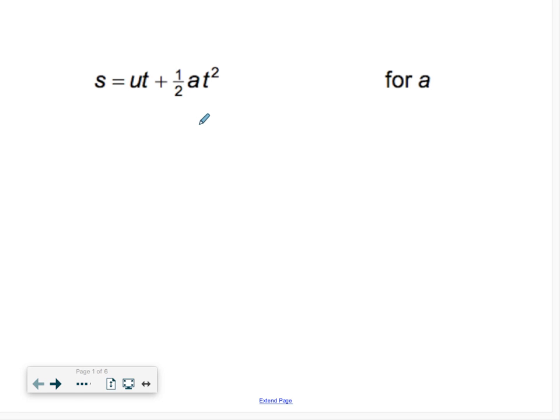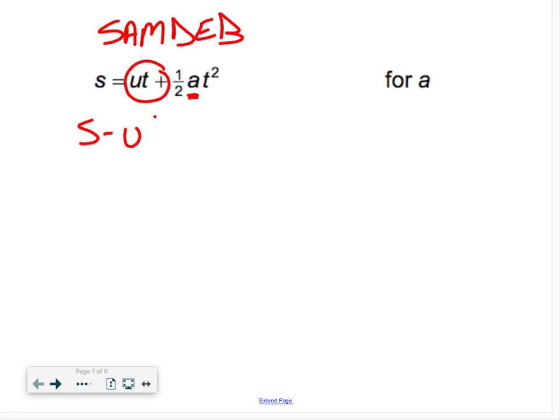So looking at this, if I'm solving for A, I need to do reverse BEDMAS to get there. Remember, reverse BEDMAS is subtraction, addition, so SAMD, that's reverse BEDMAS. The first thing I'm doing is I want to get rid of this, that's added to the part that has the A in it. We're trying to get rid of everything that doesn't have the A in it. So the first thing I'm going to do here is write S minus UT equals 1/2 AT squared.